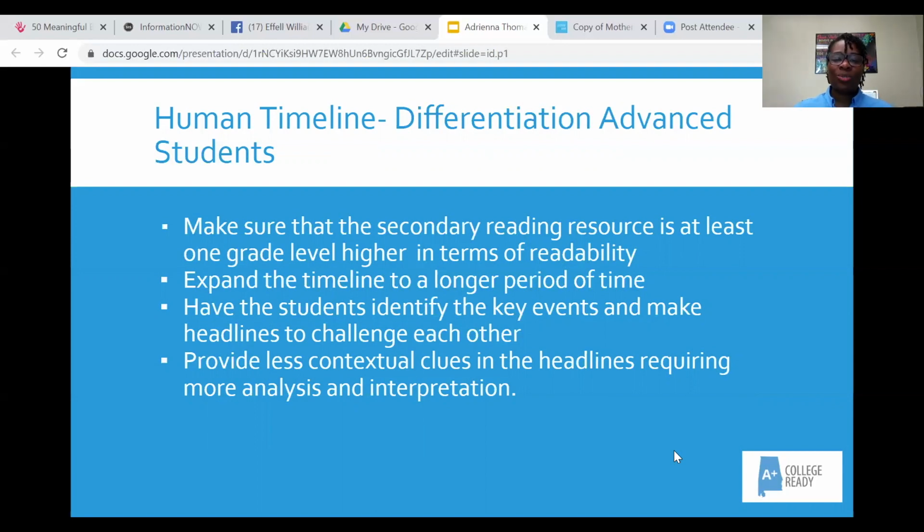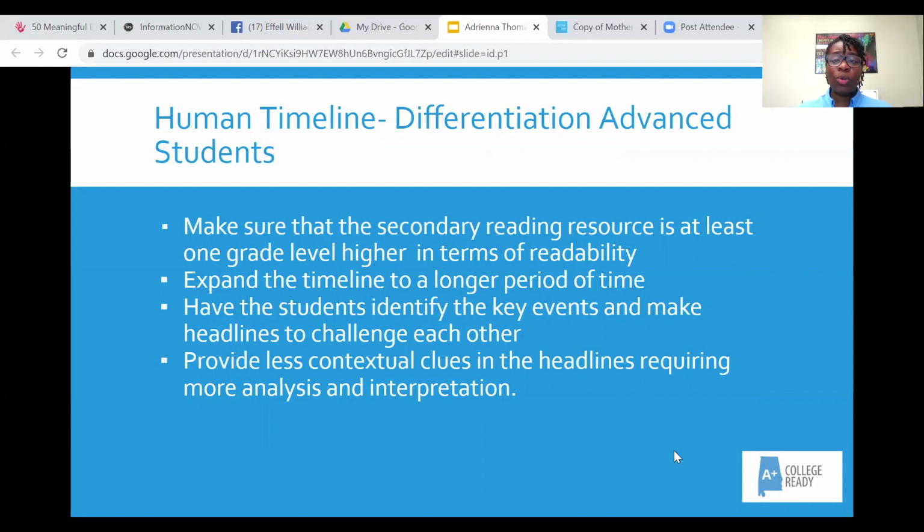You can have the students identify the events, and they can make challenging headlines. You can also provide them with fewer contextual clues in the headlines, requiring them to interpret and dig deeper to find the answer.